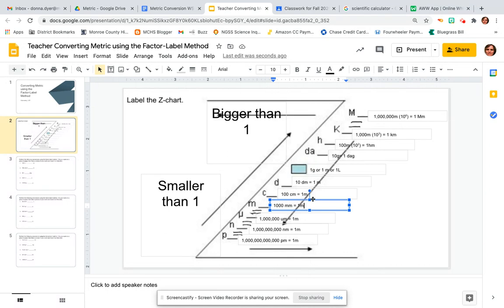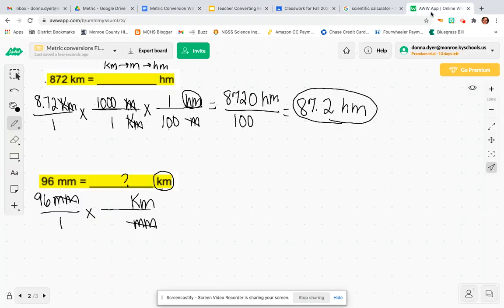Meter here, meter here. So what I'm going to have to do is change from millimeter to meter, and then from meter to kilometer, because both of the conversion factors that I need have meter in them. They're related by meter. I can change to meter first and then to kilometer. So again, I can't go directly from millimeter to kilometer, so I'm going to have to erase this kilometer.